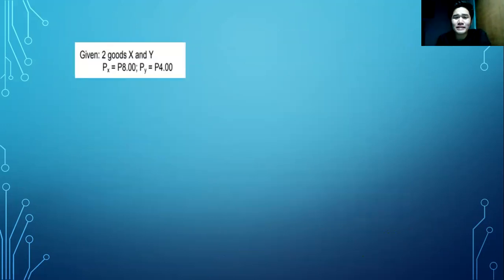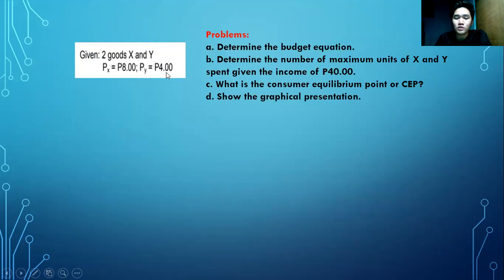So ngayon, magbigay tayo ng illustration or comprehensive illustration. So given na meron tayong dalawang goods, which is the good X and the good Y, kung saan ang presyo daw ni X is 8 at ang presyo naman ni good Y is 4. Okay? So the problem, ang kailangan nating computin or alamin is determine the budget equation. So again, ano ba ang formula ni budget equation?